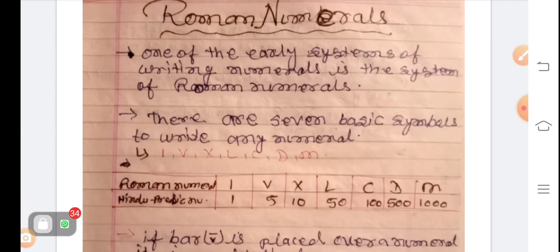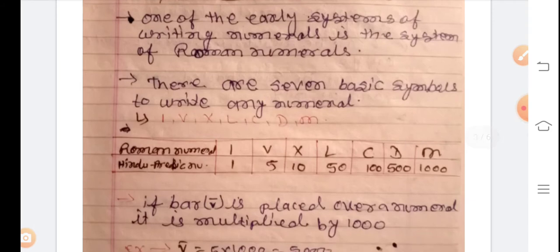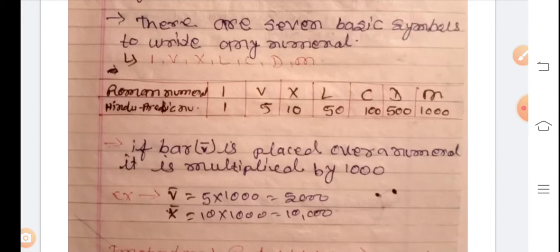First Hindu Arabic, and second Roman numerals. So Hindu Arabic was in the back chapter, and that's Roman numerals also. There are 7 basic symbols to write any number: I, V, X, L, C, D, M, and that's very short and very useful for you.